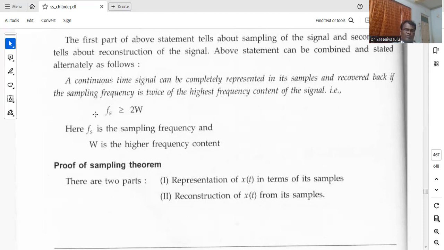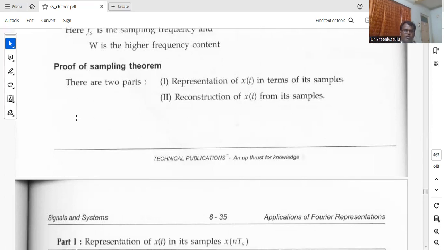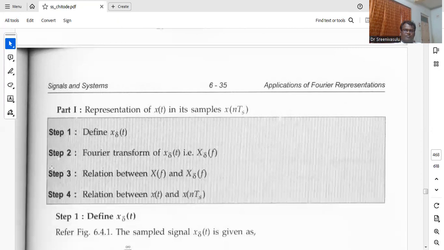So what is the proof of the sampling theorem? First is the representation of x of t in terms of its samples, because we need to convert this continuous time signal into a discrete time signal. So that's why you first convert the continuous time signal into a discrete time signal. And then again, we need to recover our original signal from its samples. That is the overall proof of the sampling theorem. Whether it is properly recovered or not, we are going to test with the theory.